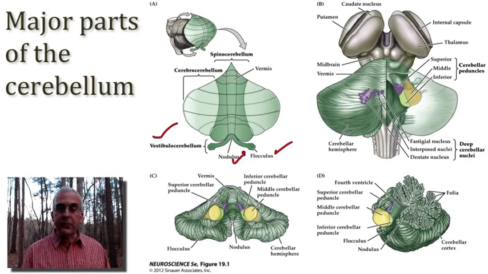So the vestibulocerebellum is the floccular nodular lobe, and this is the part of the cerebellum that is intimately connected with the vestibular nuclei of the dorsolateral tegmentum in the upper medulla and the caudal pons. So this part of the cerebellum is going to have much to do with calibrating and governing the motor output from our vestibular nuclei.